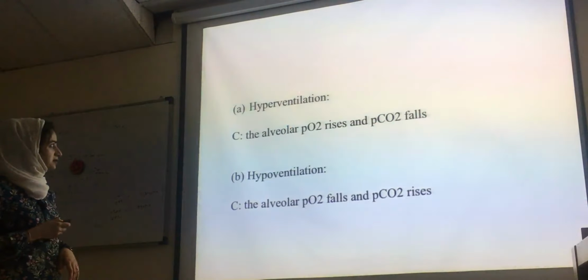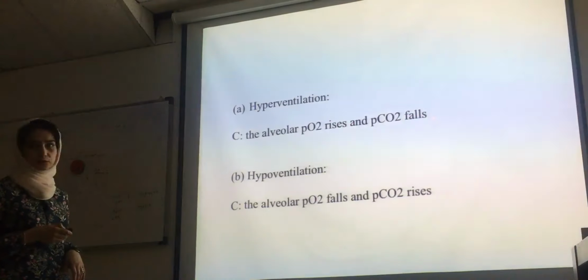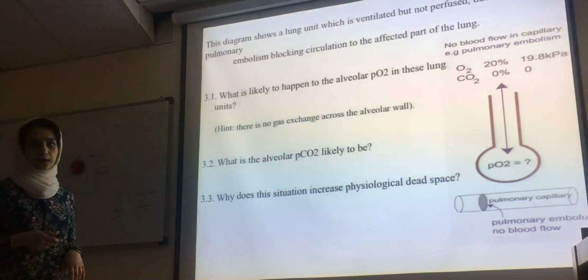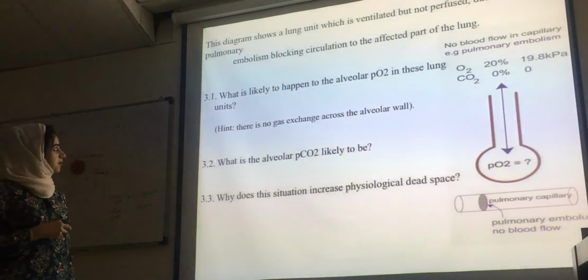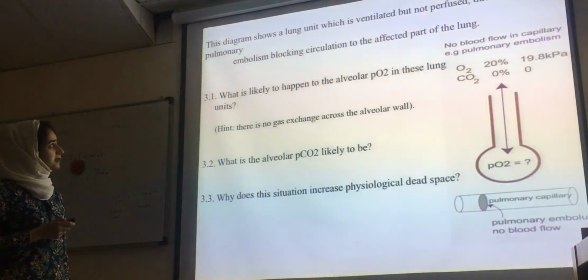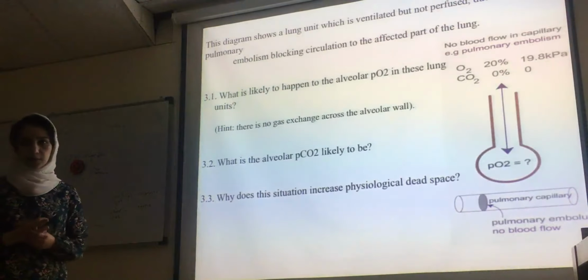So this is the answer: hyperventilation, alveolar PO2 rises and PCO2 falls, while hypoventilation, alveolar PO2 falls and PCO2 rises. Regarding the third question, this diagram shows a lung unit which is ventilated but not perfused due to a pulmonary embolism, blocking circulation to the affected part of the lung.